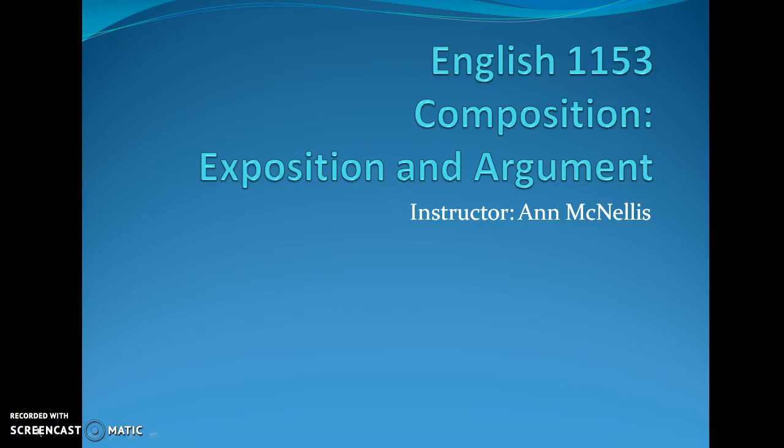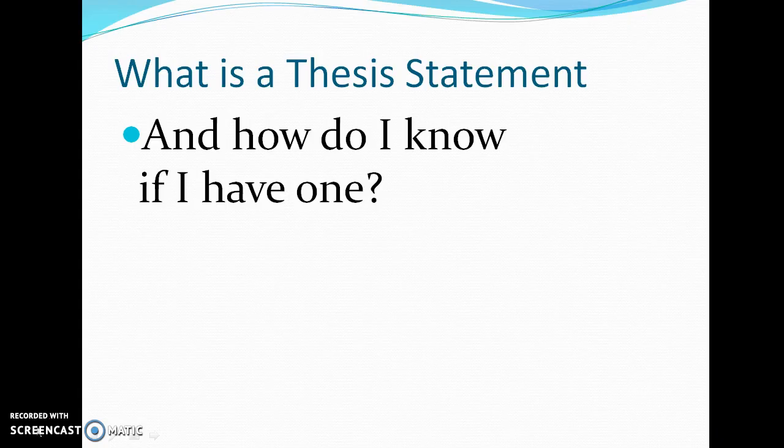Now we're going to take a minute and look at the thesis statement. For many of you, hopefully this is a bit of a review from high school or a previous course you've taken, but understanding what a thesis statement is, as well as what a thesis statement is not, is really vital to being able to write a quality academic essay.